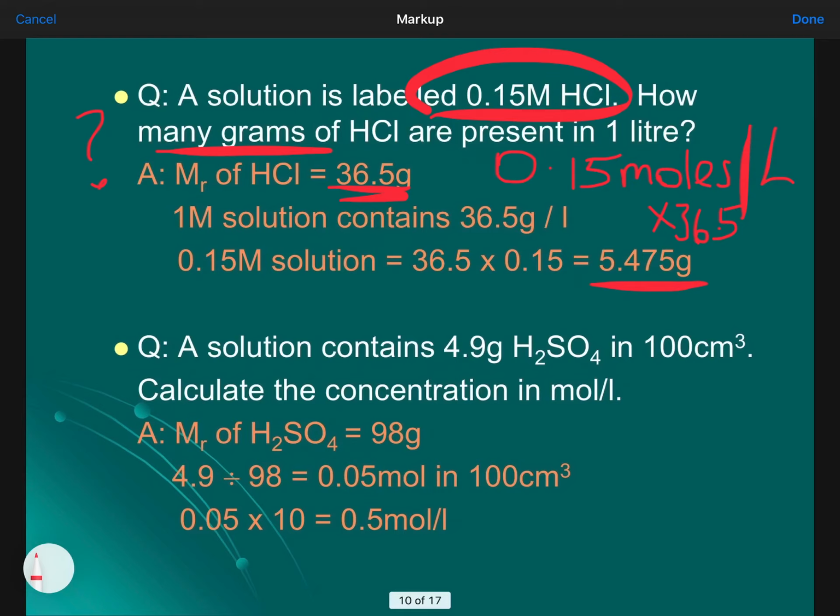Okay. What about if they asked you this way? 4.9 grams of sulfuric acid in 100 cubic centimetres, and they want you to express that in moles per litre. So it's grams in 100 cubic centimetres.